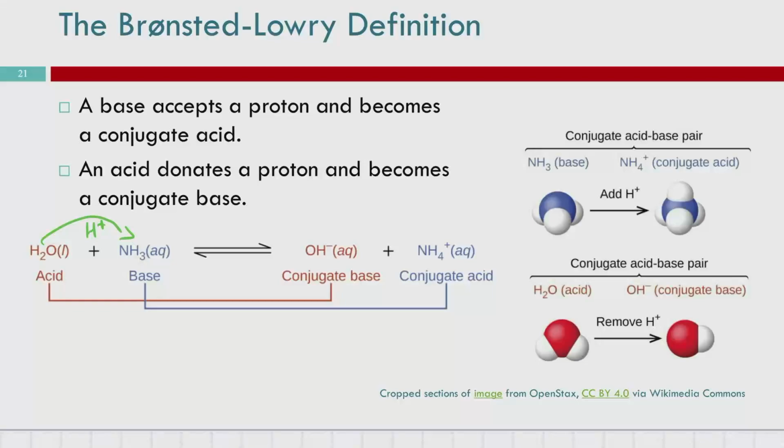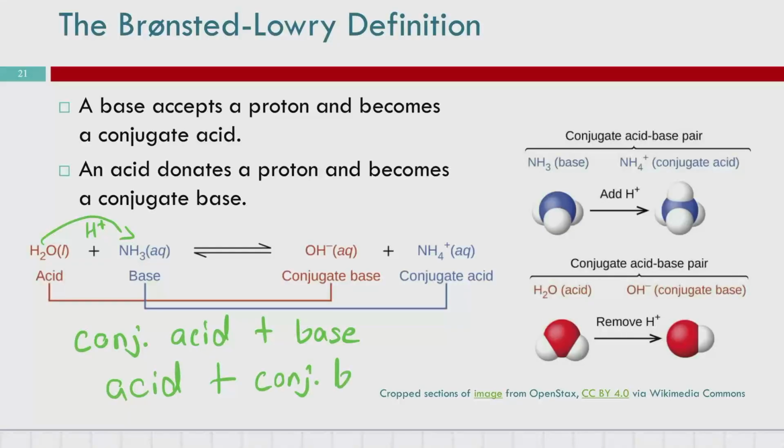In every conjugate acid-base pair, you've got either a conjugate acid and a base, or an acid and a conjugate base. Each of the 3 words shows up 1 time.